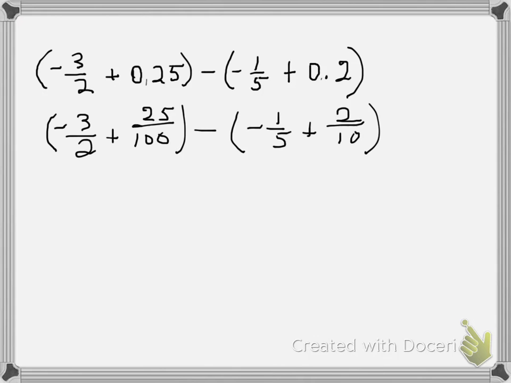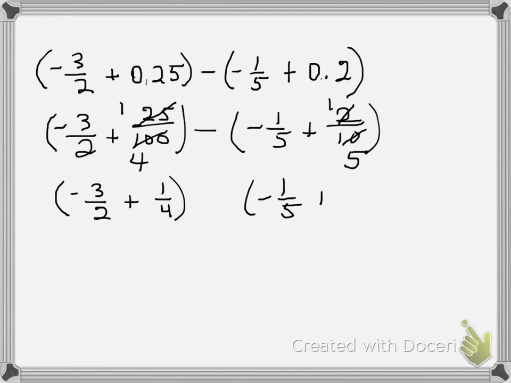Okay, on the left, let's simplify the 25 hundredths and make it 1/4. 25 into 25 goes one time, 25 into 100 goes 4 times. So my first parentheses now has a -3/2 plus 1/4. All right, the second parentheses, let's reduce the 2/10 by 2 and have 1/5. So now it reads -1/5 plus 1/5.